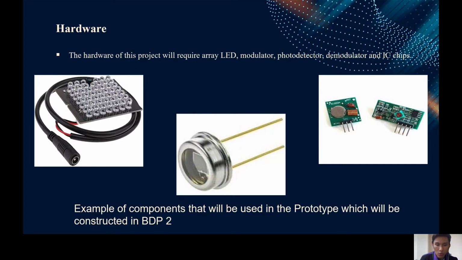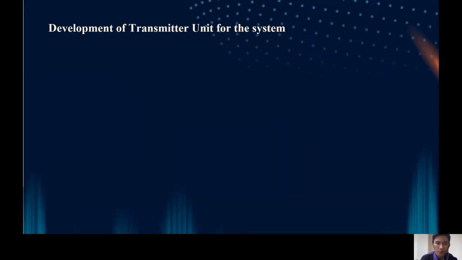And this is the hardware. The hardware of this project will require array LED, modulator, photodetector, demodulator, and IC chips, and many more components that will be used. The components mentioned will be used to construct the project's prototype in BDP2.